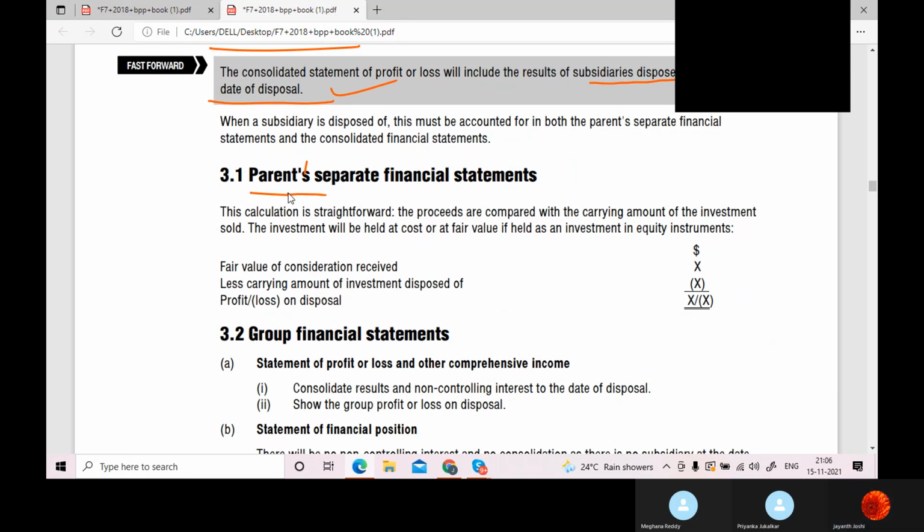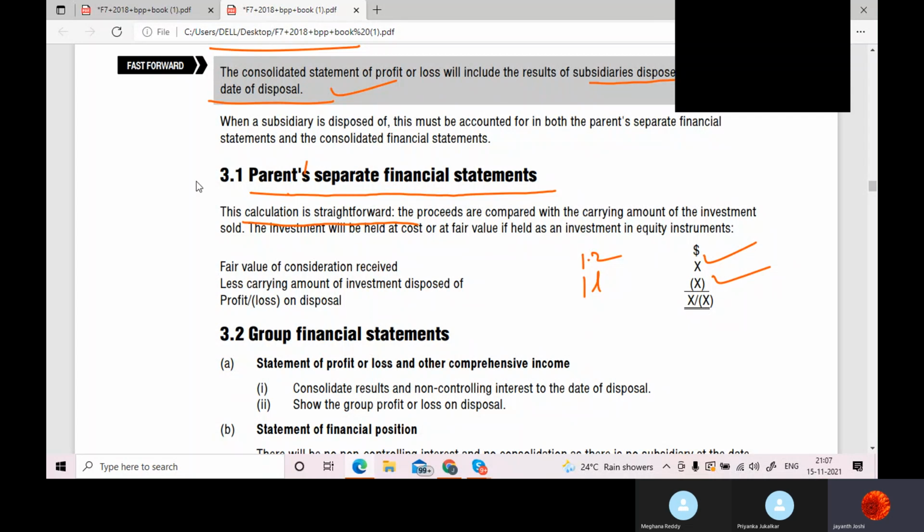Parent's separate financial statements. When the parent maintains a separate set of books, the calculation is very straightforward. When they sell the subsidiary, they will receive some money, and that subsidiary will definitely have some carrying amount. If the carrying amount is 1 lakh and you are selling for 1.2 lakhs, you have a profit. If the carrying amount is 1 lakh and you are selling for 80k, it is a loss. Understood? So this is the case you will be seeing.